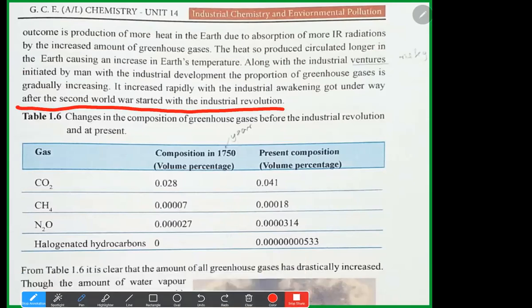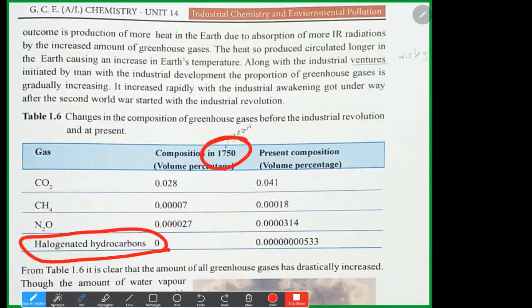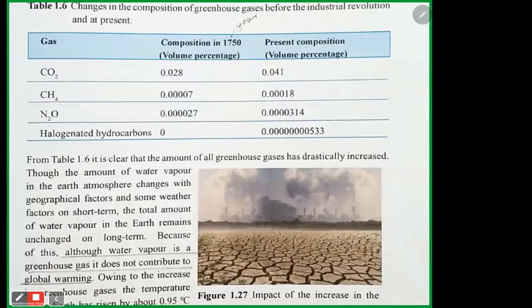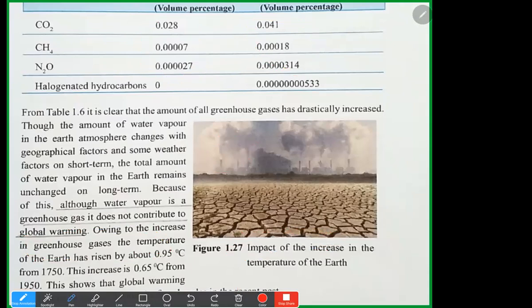Okay, compare this. This is the composition in 1750, and this is after that. See, everything has increased. Halogenated hydrocarbons, they were not produced in 1750, but now they are there. All these were existing naturally, but now they are increasing. From table 1.6, it is clear that the amount of all greenhouse gases has drastically increased.